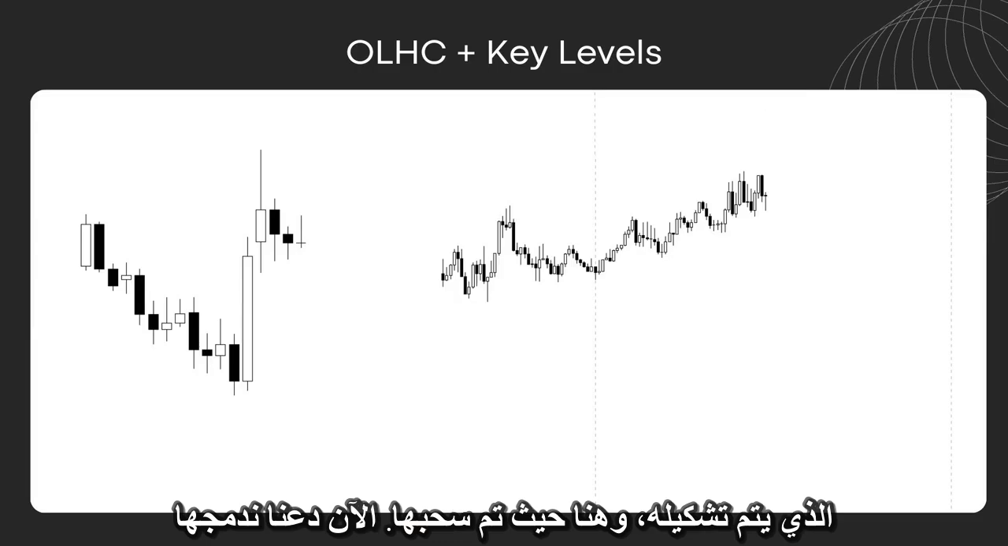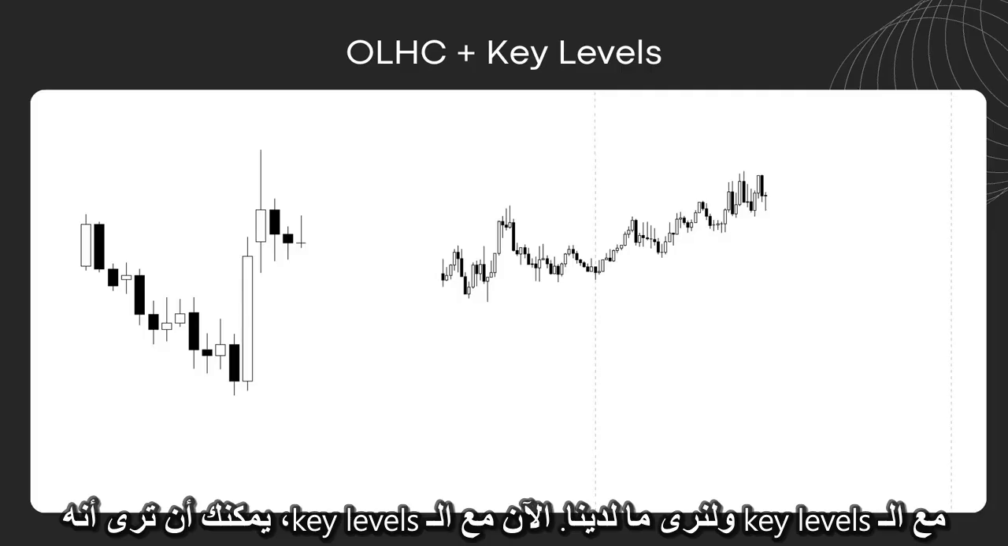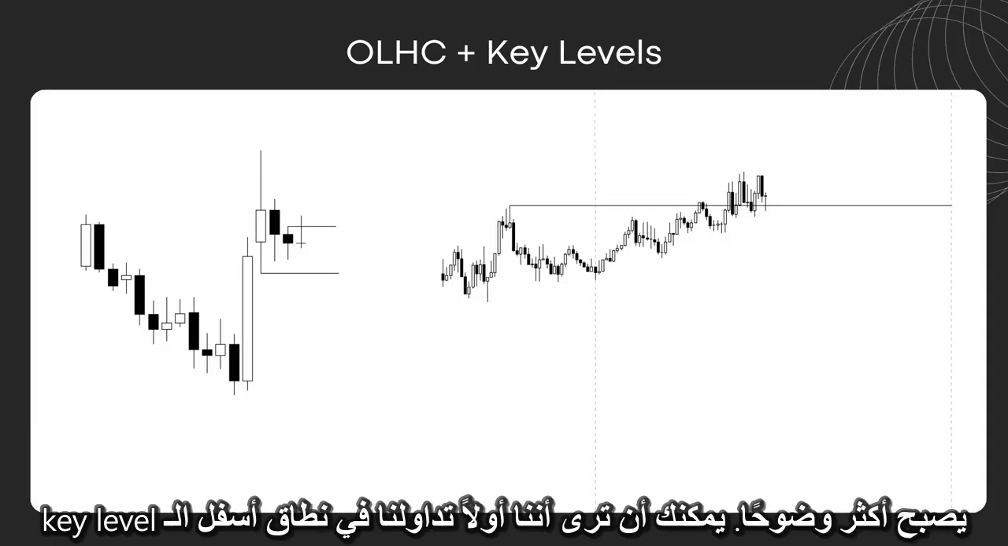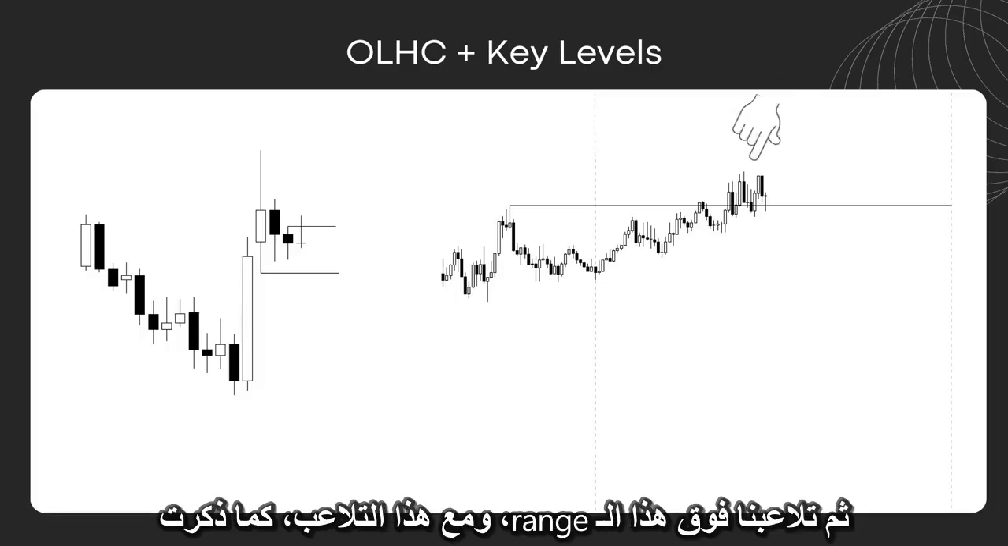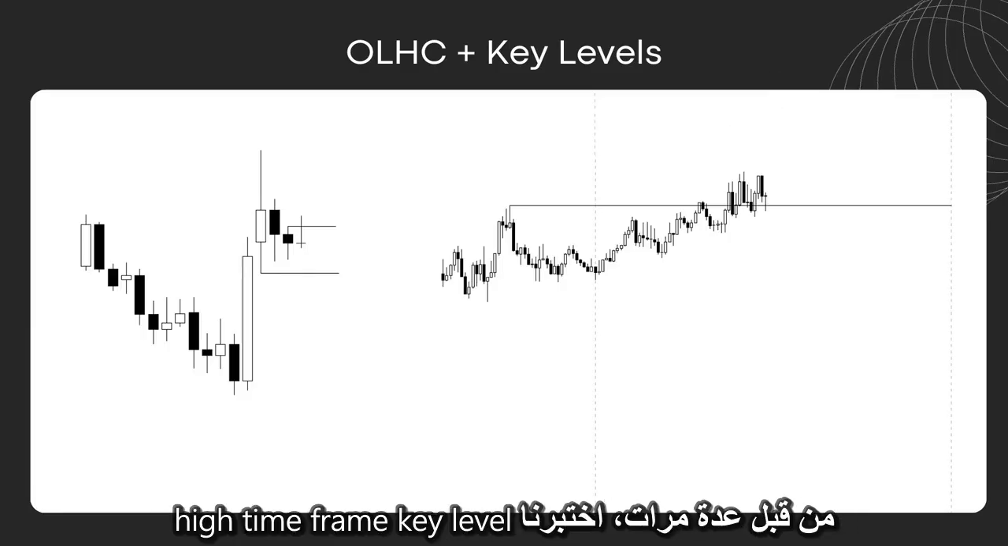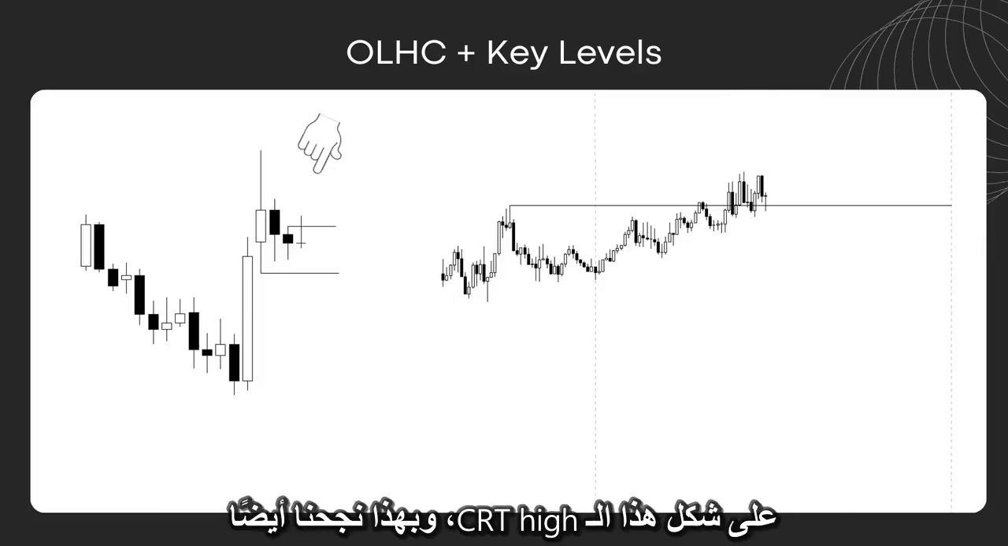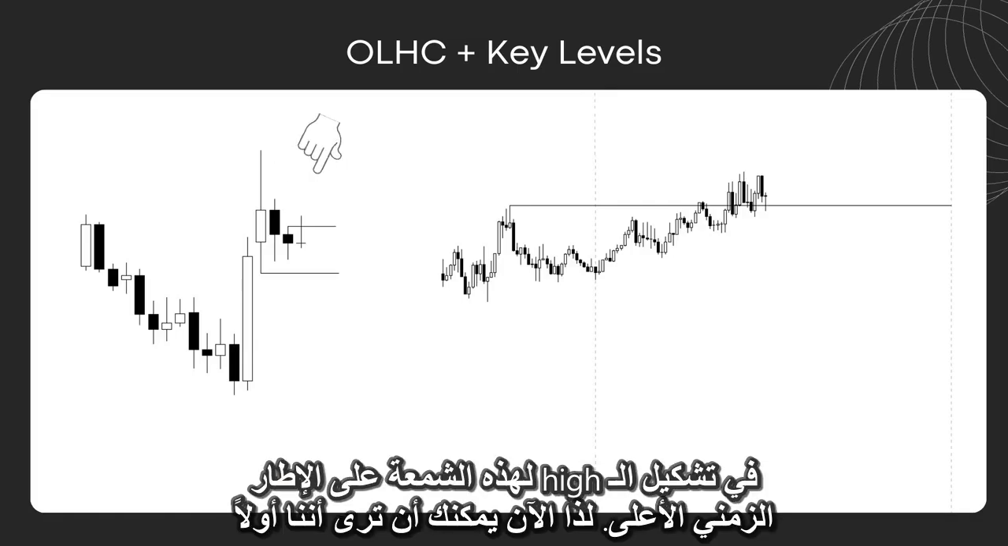Now let's combine it with key levels and see what we've got. With key levels, you can see it becomes a lot cleaner. First we range below the key level, and then we manipulated above that range, and with that manipulation, just as I had mentioned multiple times before, we tested a higher time frame key level in the form of this CRT high, and with that we also successfully formed the high of this higher time frame candle.